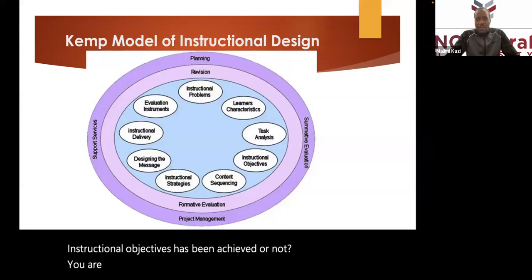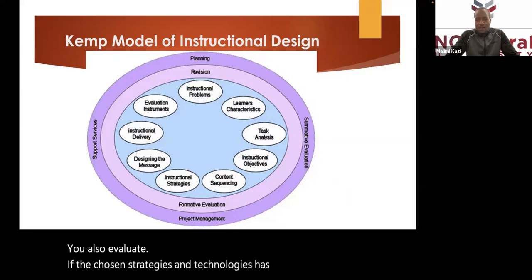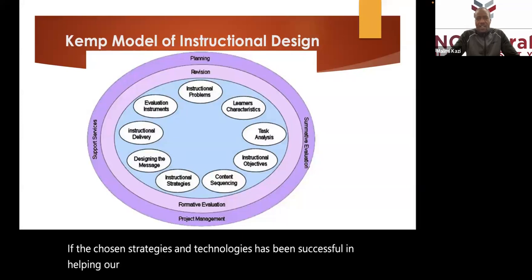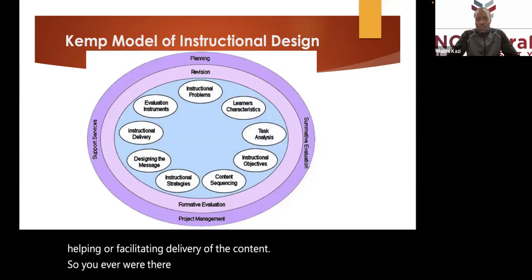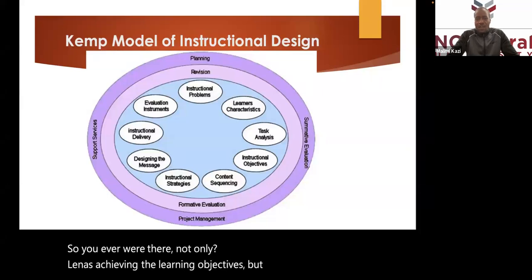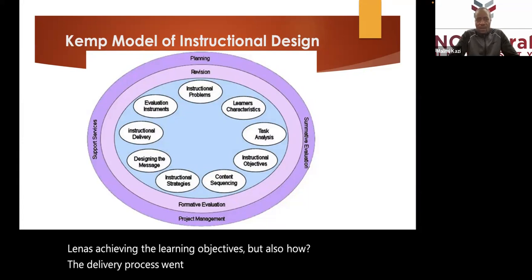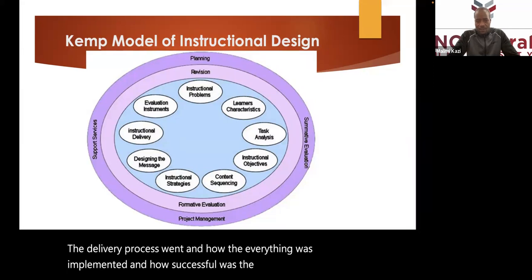You also evaluate if the chosen strategies and technologies have been successful in facilitating delivery of the content. So you evaluate not only learners achieving the learning objectives, but also how the delivery process went and how everything was implemented and how successful it was.